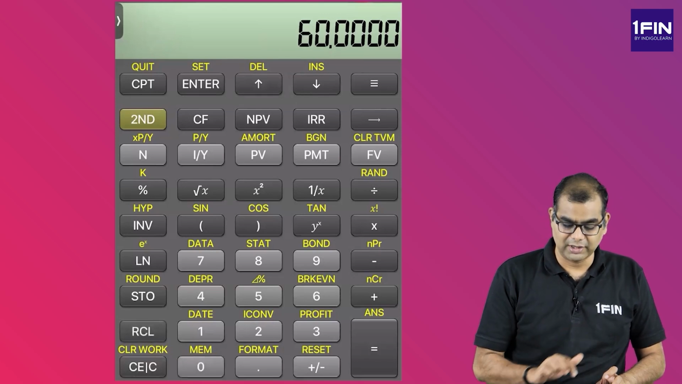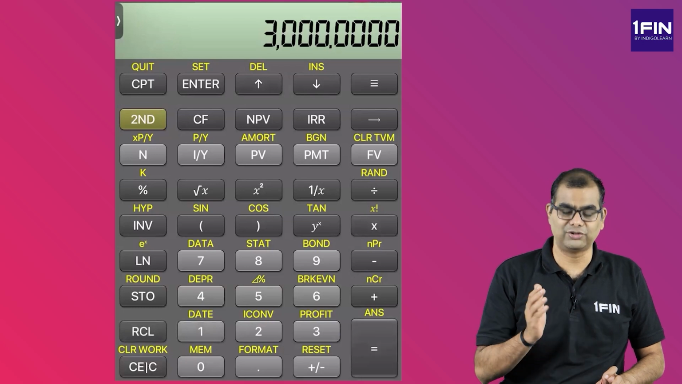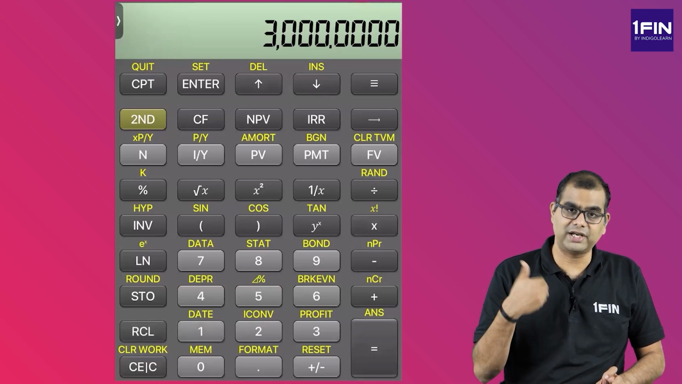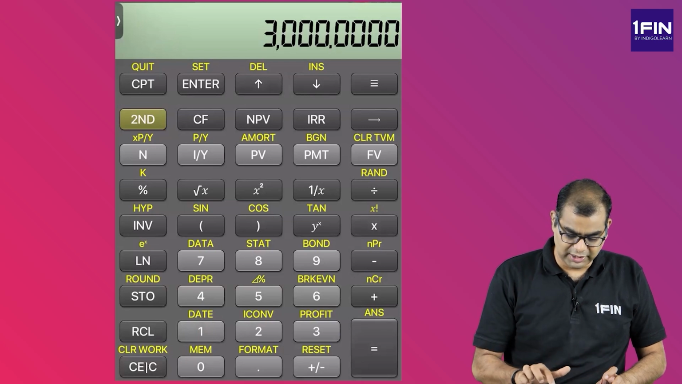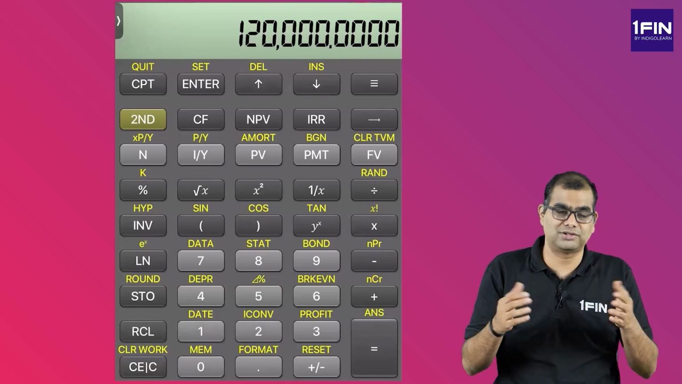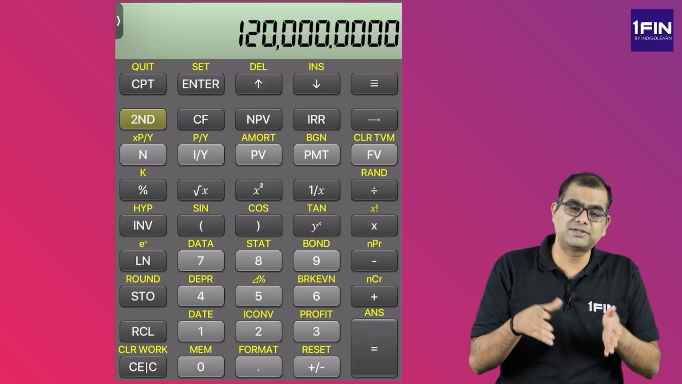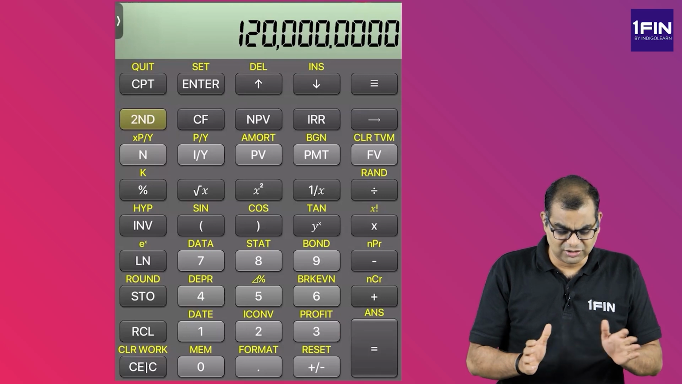Recall 0 into recall 1 is equal to 60 into 50. Now recall 2 is 40. So 3000 into 40, 1.2 lakh. So into recall 2, 1,20,000. So you can basically directly do functions of multiplication, addition, division using these memory, recall and storage functions. Okay, so it's a fairly simple one.